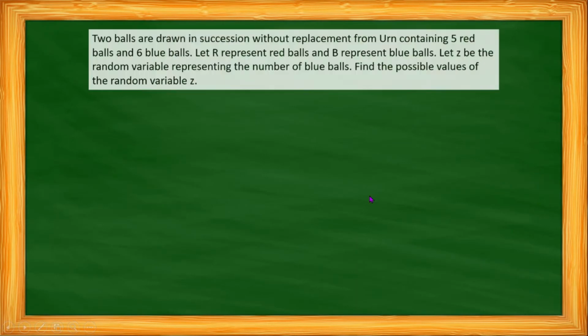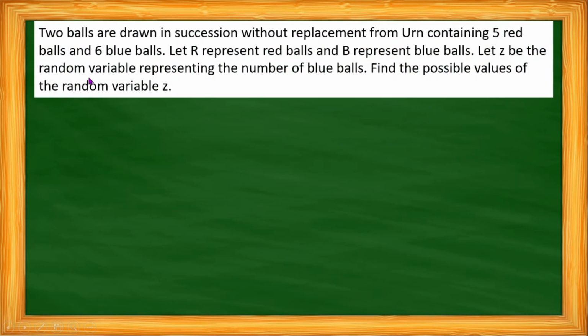Okay, so we have example number 2. The balls are drawn in succession without replacement from an urn containing 5 red balls and 6 blue balls. Let R represent red balls and B represent blue balls. Let Z be the random variable representing the number of blue balls. Find the possible values of the random variable Z.